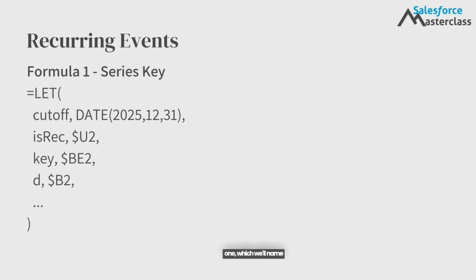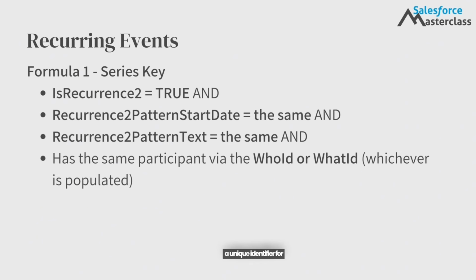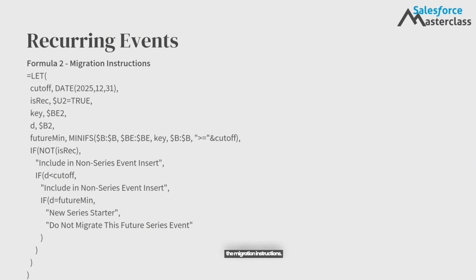This is Formula 1, which we'll name Series Key. It identifies which event records are part of a series together. It creates a unique identifier for each event series in the dataset based on matching recurrent start date, patterns, and related who or what IDs. Formula 2 contains the migration instructions.